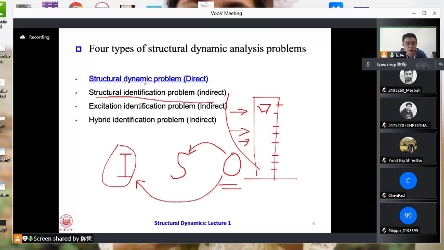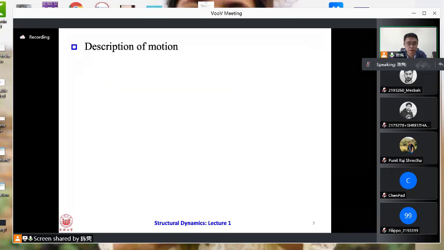So in this course, we only focus on this one. But it is the base for the other three problems. So if your research topic is related to this one, you need to learn it first. Then you can move on. You can extend to the other three topics. So this is the four types of structural dynamic analysis.